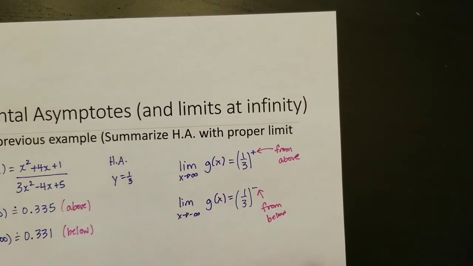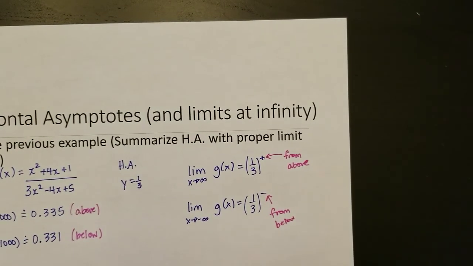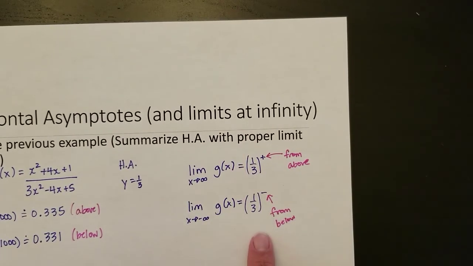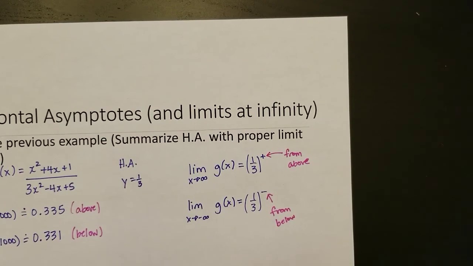So really today, this whole lesson is the same as the horizontal and vertical asymptotes that you've already done, but just adding in kind of a limit notation summary to use the proper calculus form.